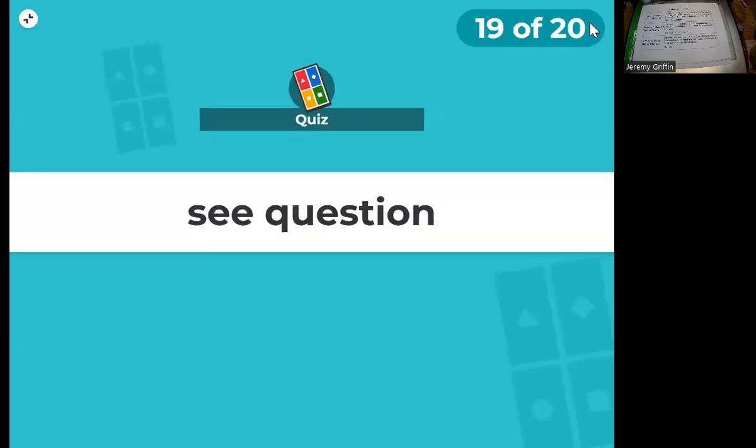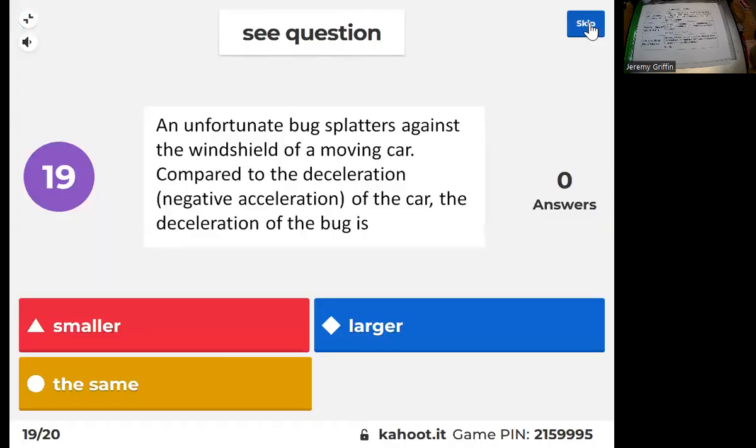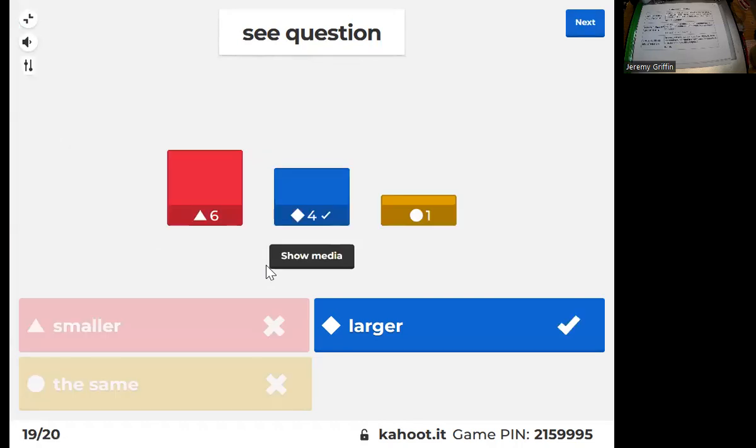Okay. Follow-up question. Same scenario, but compared to the change in motion of the car, the change in motion of the bug. The forces are the same. Masses are different. So the change of motion of the bug is crazy big, right? Like when the bug and the car go splat against each other, the car barely changes its motion at all, right? Maybe it slows down a tiny bit, but hardly anything at all.